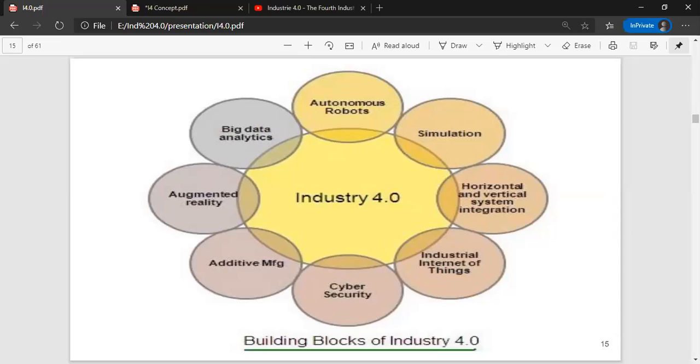Then you have additive manufacturing and augmented reality. That is also very important. If time permits, I'll try to show you an example of that in one of the succeeding slides. And of course, obviously, big data analytics.